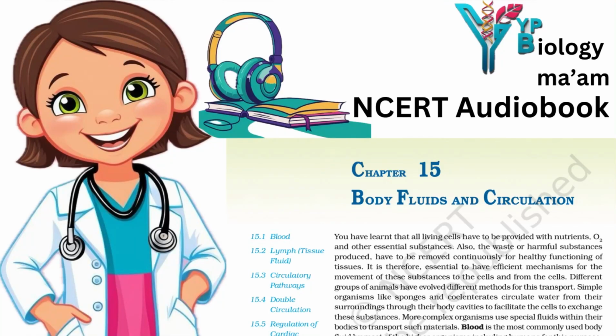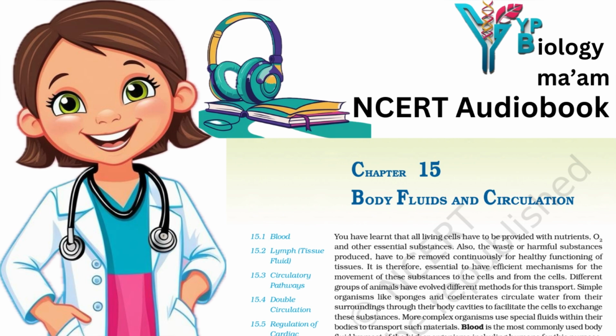Body fluids and circulation. You have learnt that all living cells have to be provided with nutrients, O2 and other essential substances. Also, the waste or harmful substances produced have to be removed continuously for healthy functioning of tissues. It is therefore essential to have efficient mechanisms for the movement of these substances to the cells and from the cells. Different groups of animals have evolved different methods for this transport.